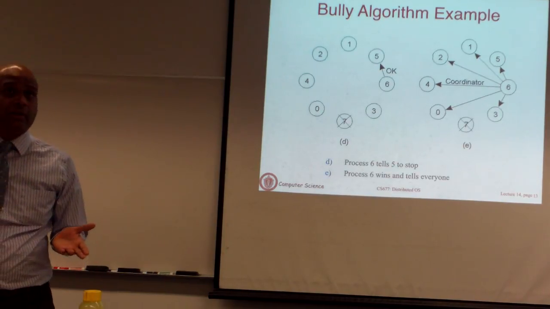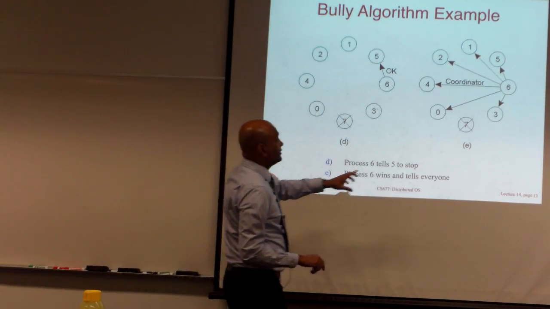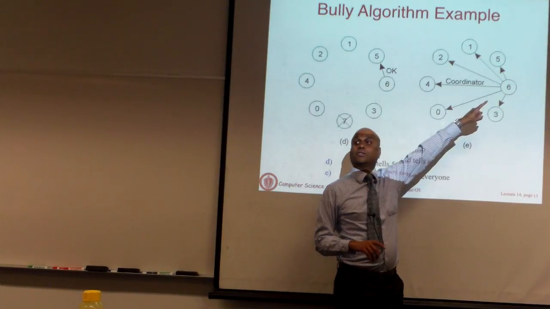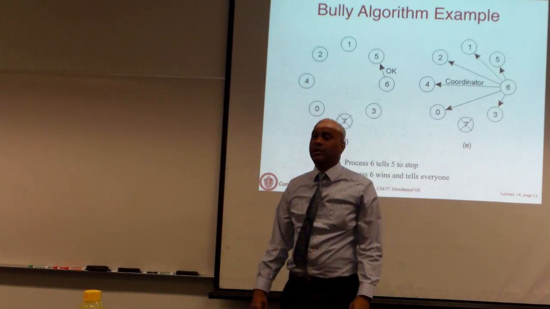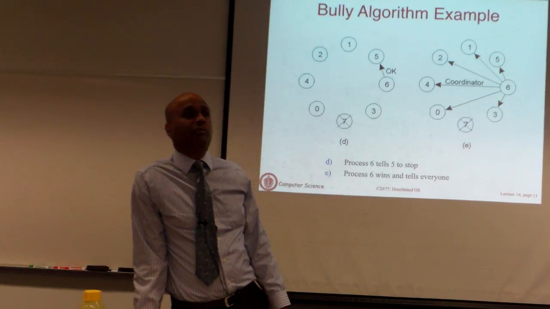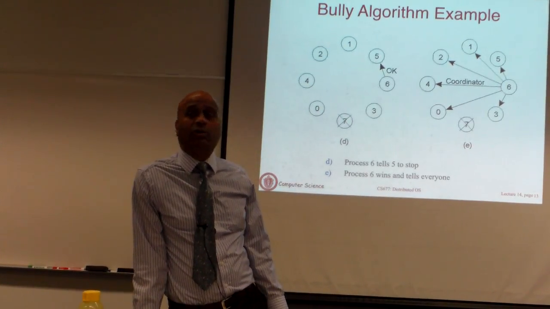That is perfectly fine. But at this point in time, 6 is the highest ID process, so it will function as the leader. If at some later point in time 7 comes back up, you can redo this, and then 7 will become the new leader and take over from 6.